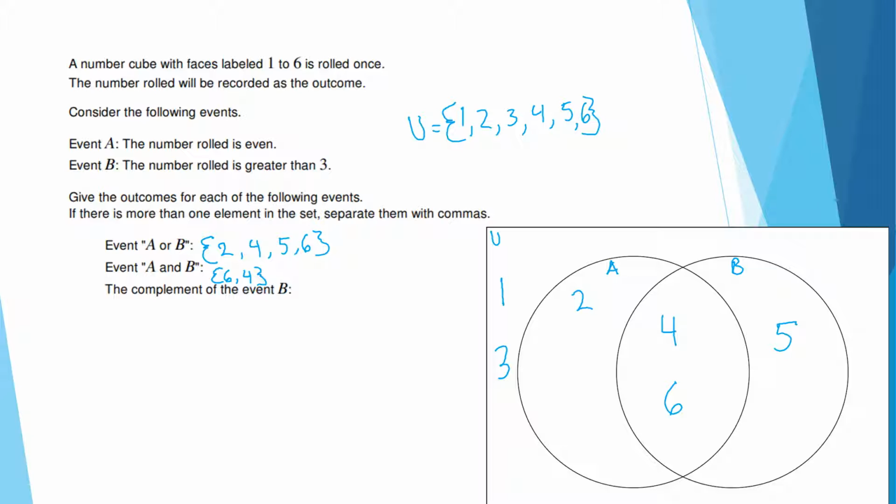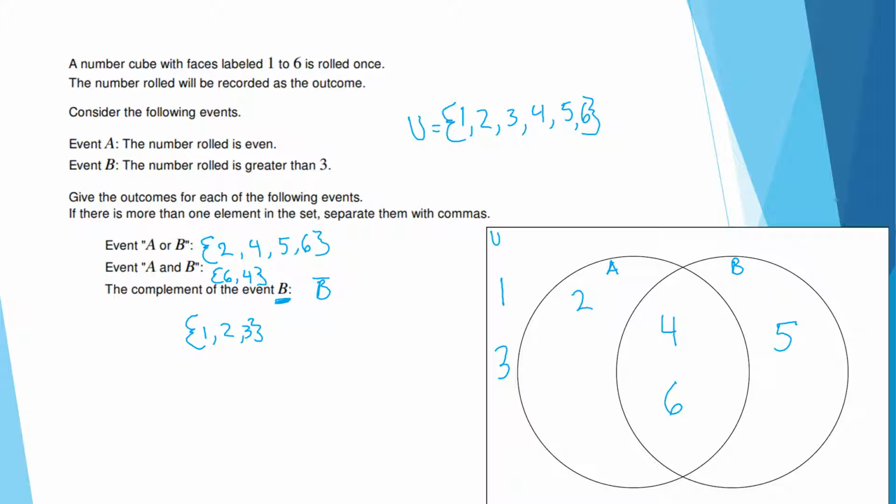So the complement of event B. So I'm looking here for event B, and since I need the complement, that means B with the line over it. So looking over here, what's not in B? Well, 1, 2, and 3 are not in B, and so this is 1, 2, and 3.